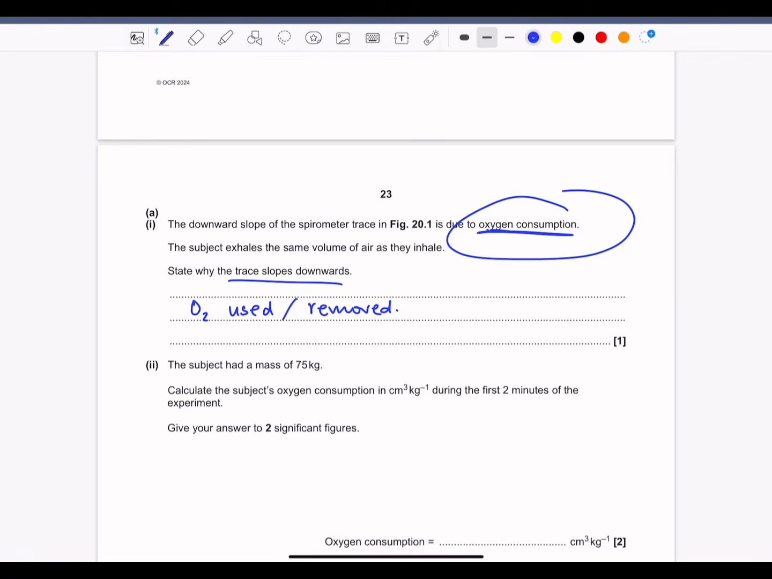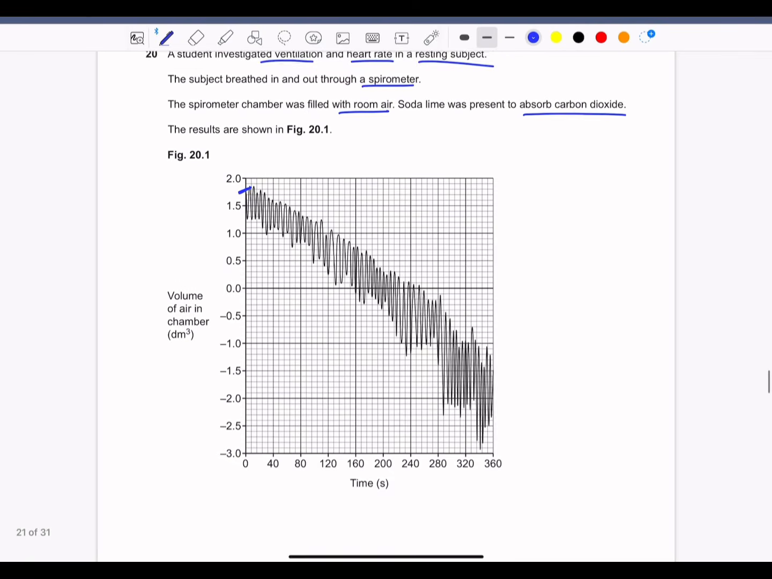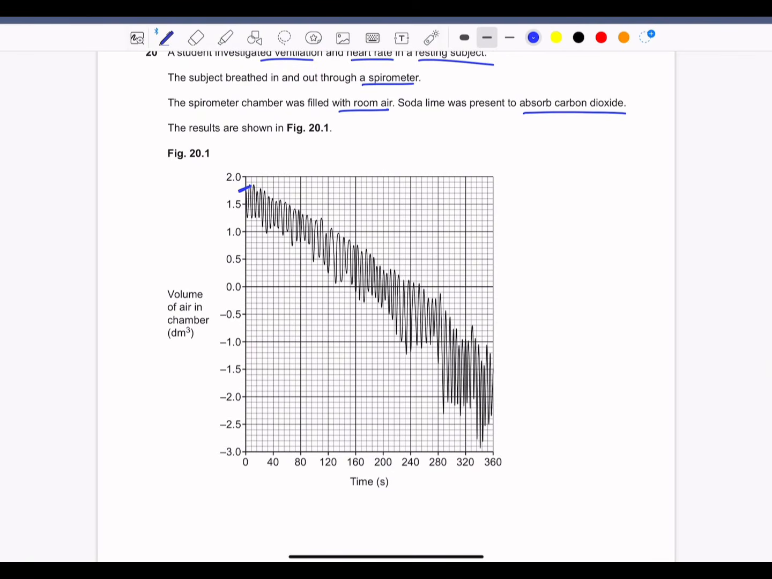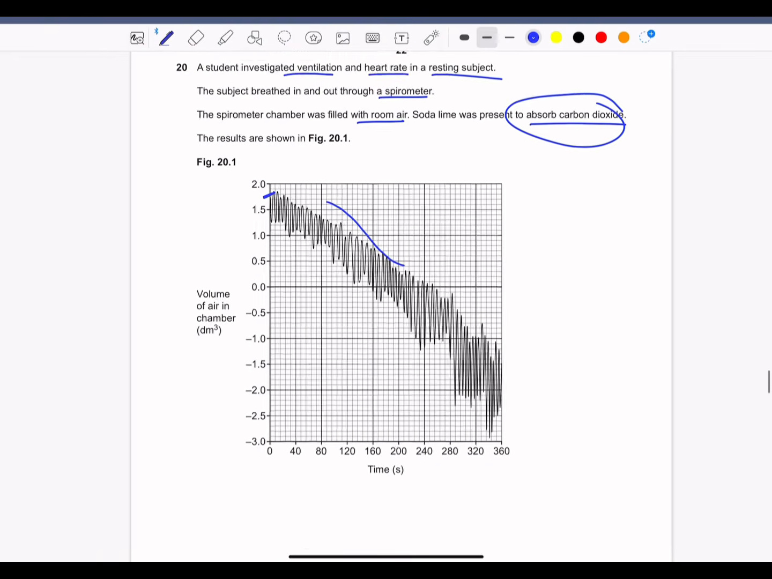Actually, the other accepted answers were that carbon dioxide is being absorbed. I think that makes more sense, because we have soda lime present. So you inhale the oxygen, exhale the carbon dioxide, then that carbon dioxide is absorbed, which is why the volume decreases. I think that's a much better answer, but that's in the allow section.